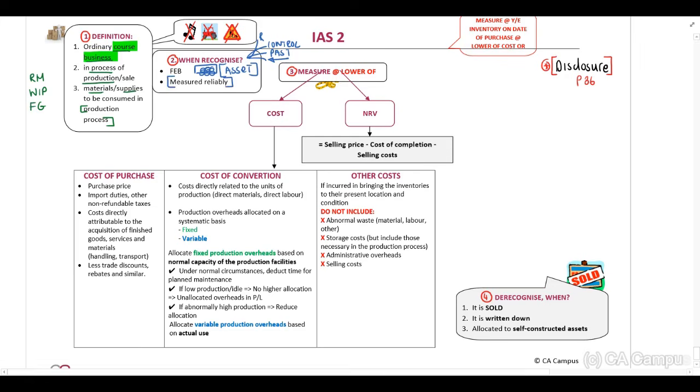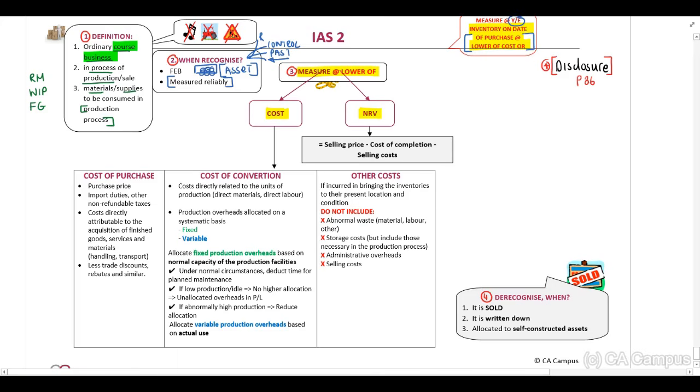Now, inventory should always be measured at the lower of cost or net realizable value. Now, guys, you need to test this at year end as well as on date of purchase. However, guys, most scenarios and most questions will not provide you with the information on date of purchase to test. However, at year end, you will have to test this at each reporting period.